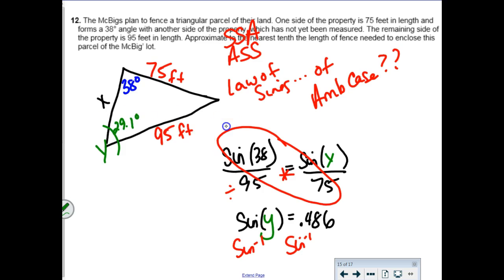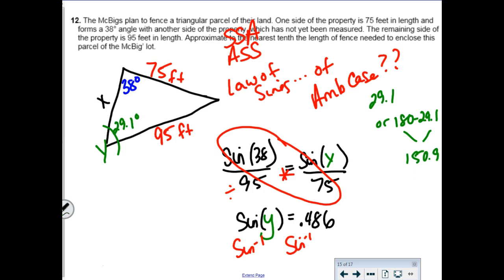Now, my friends from Friday know that we should be really paranoid about the ambiguous case. It could be 29.1, but according to the ambiguous case, it could also be the supplement to 29.1 sometimes. Well, what's the supplement to 29.1? 150.9.